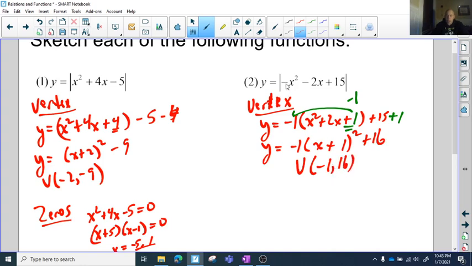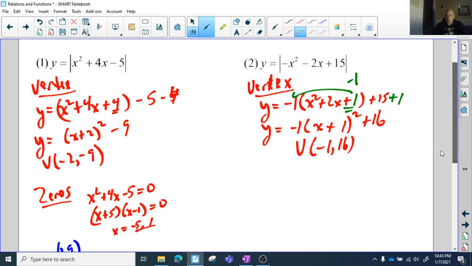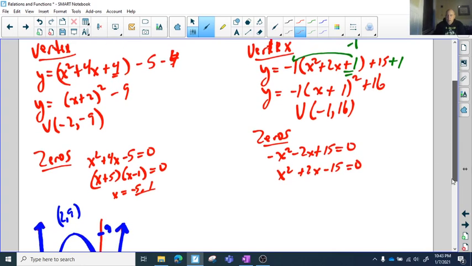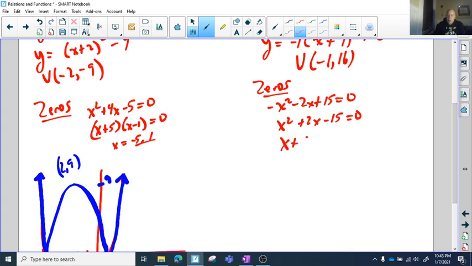And it opens down. That's above the x-axis, it's opening down, it should have 2 x-intercepts, so let's find those. Let's find the zeros. Take negative x squared, subtract 2x plus 15, make it equal to 0. I'm not a fan of having a negative in front of my x squared, so when it's an equation, I'll just multiply both sides by negative 1. And now I'm going to factor the simple trinomial, so it's x plus 5 multiplied by x subtract 3, giving me zeros at negative 5 and positive 3.